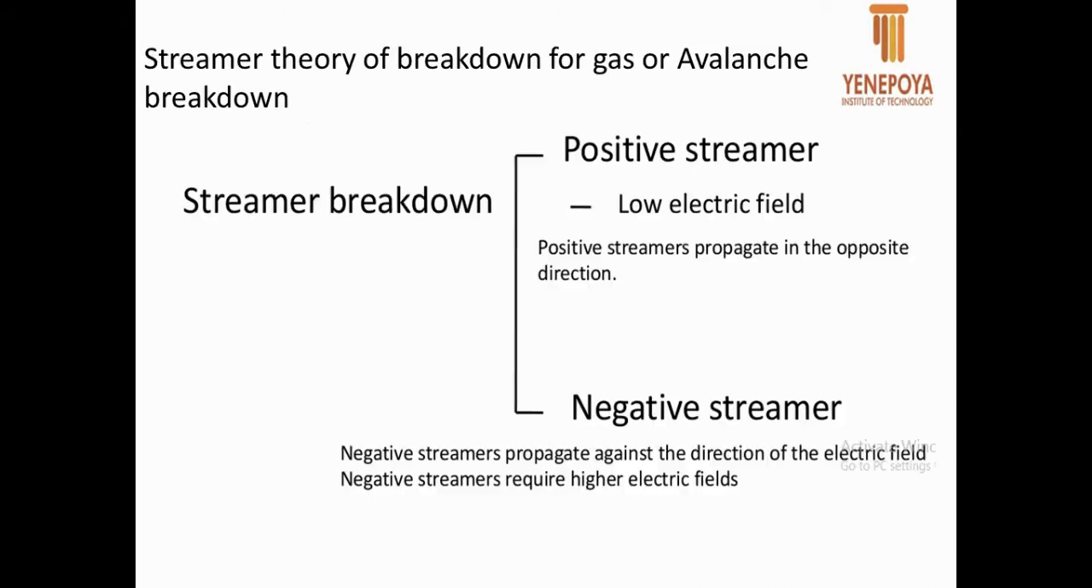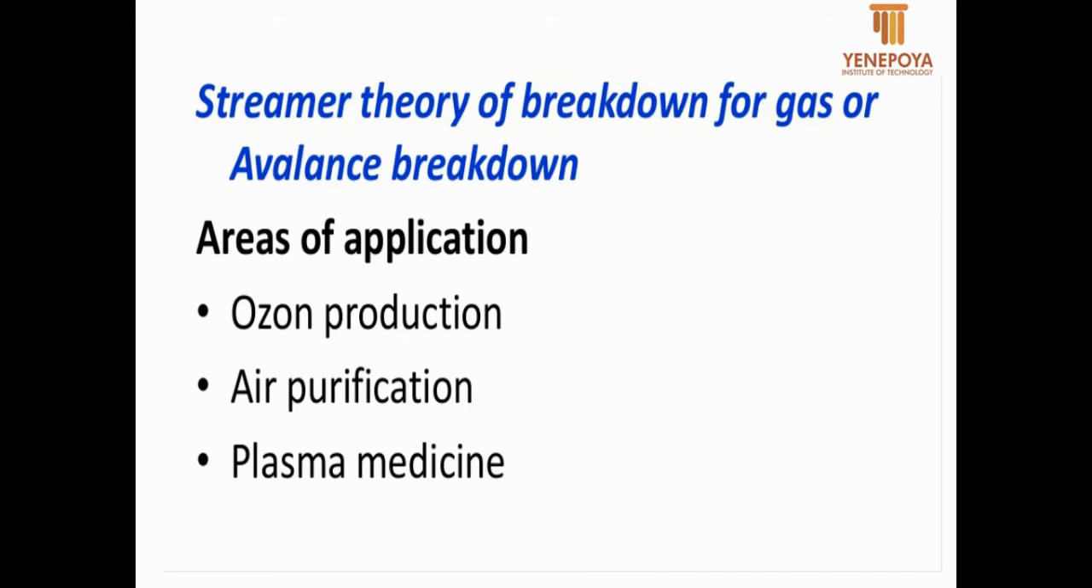Breakdown will occur. There are two types of streamer breakdown: positive streamer and negative streamer. The positive streamer needs a low electric field and propagates in the opposite direction. The negative streamer propagates against the direction of the electric field and requires a higher electric field. Areas of application include ozone production, air purification and plasma medicine.